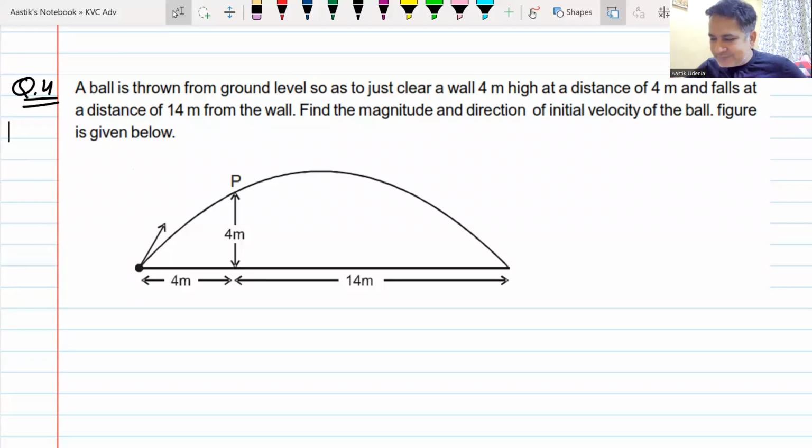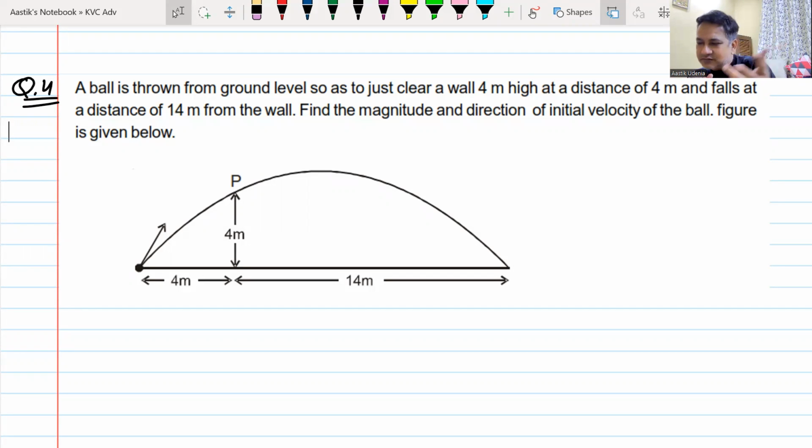Probably from your module, question number 7. Example number 7. A ball is thrown from ground level so that it just clears a wall 4 meter high at a distance of 4 meters. Now remember, whenever this question comes, it will not come with a diagram. You're lucky that the diagram is given in this question. Normally, this question does not come with a diagram.